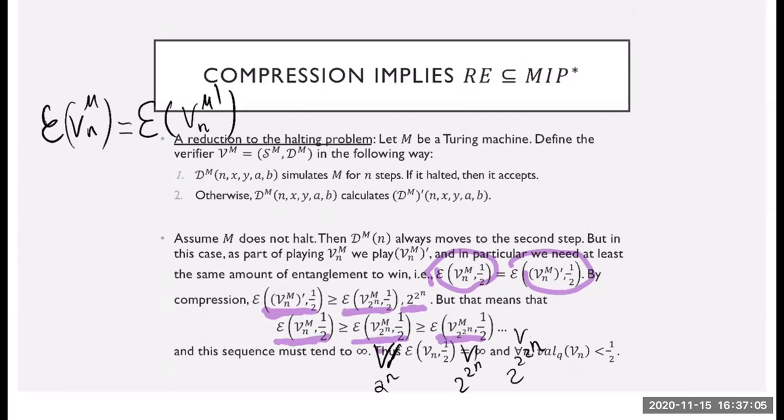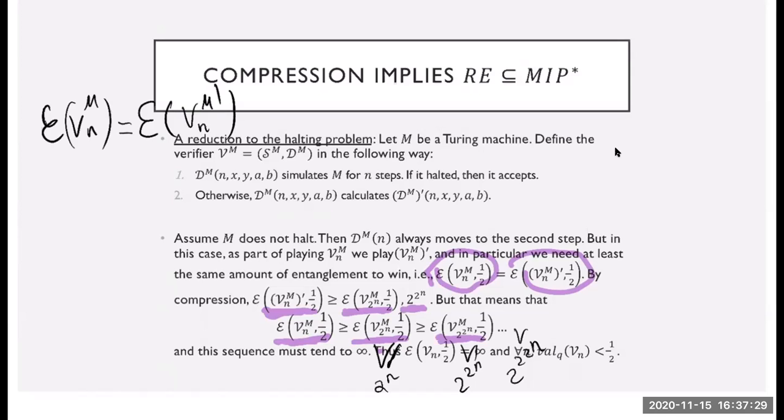Itai, you are talking with me, right? Isn't it always the other way around, that the compressed verifier simulates the original game? Yeah, but I defined here a decider that runs the Turing machine, and if the Turing machine did not halt in the amount of time I let it run, it just compresses the game.